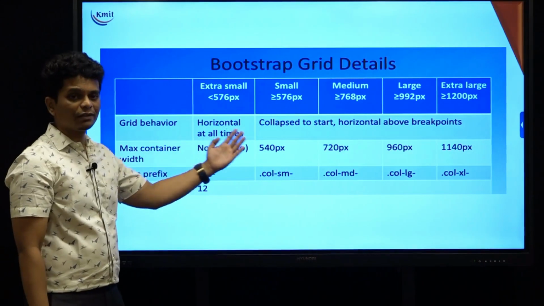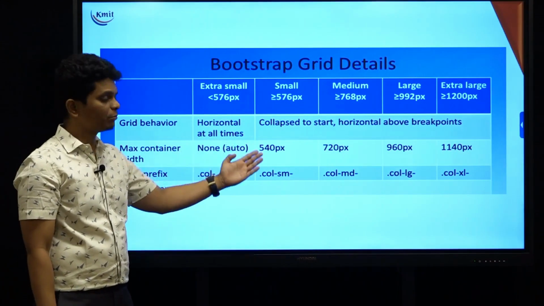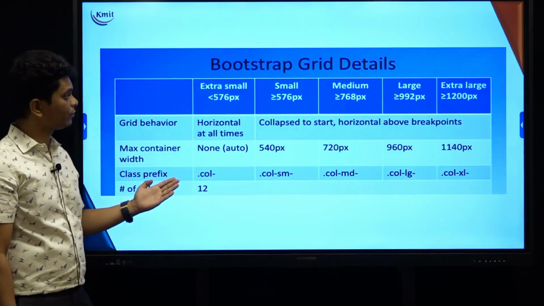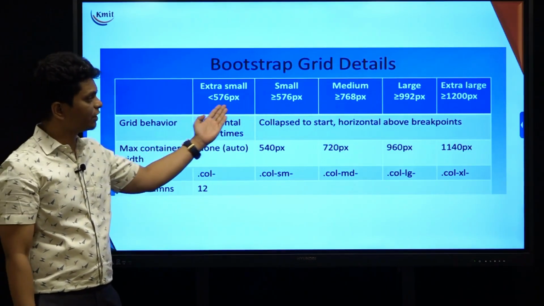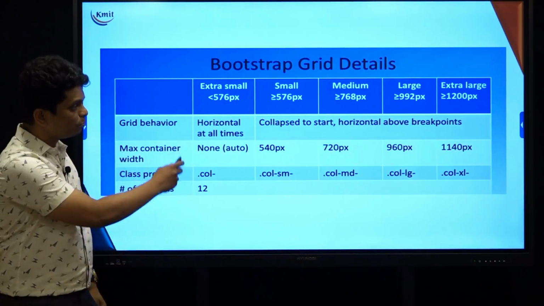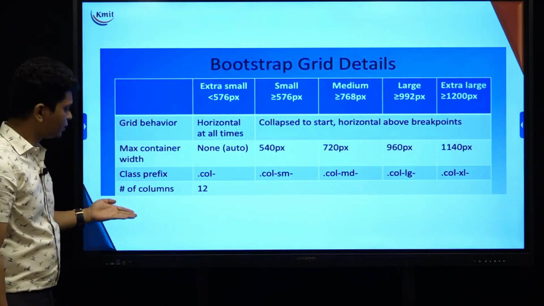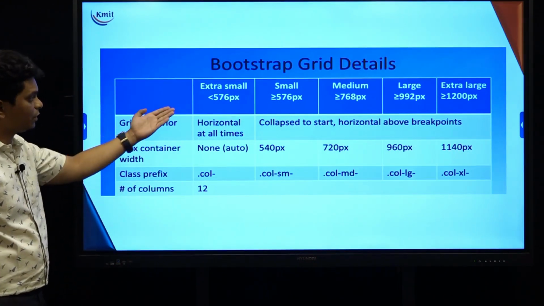So, these are the details, or you can say these are the dimensions of a container based on the screen sizes. You have the screen sizes extra small, small, medium, large, extra large, and these are the various grid behaviors based on the sizes.